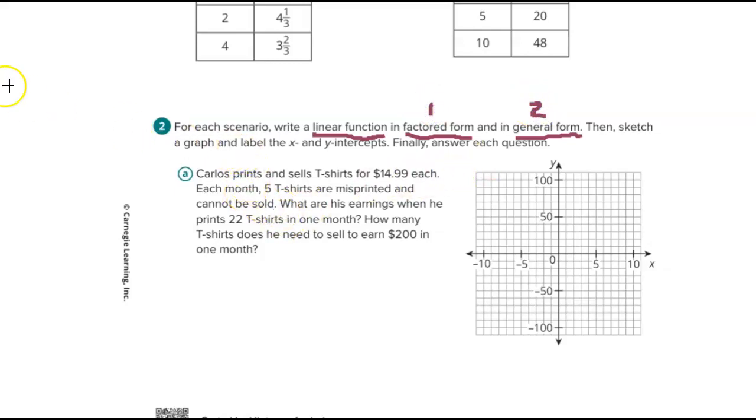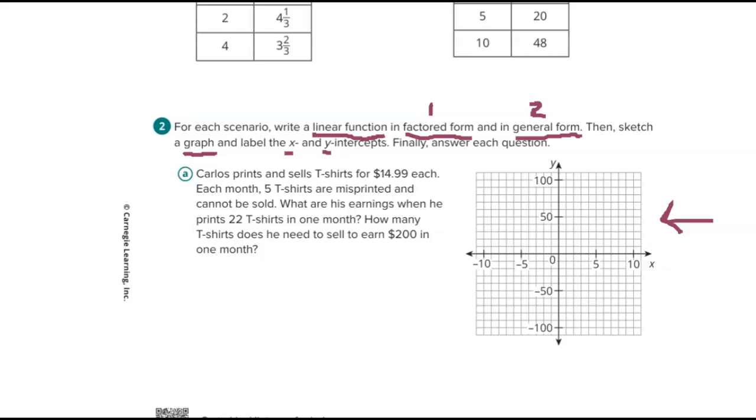Then you're also going to sketch a graph. They have the outline of one for you here, so you're just going to be adding things. And what they particularly want you to make note of is the x-intercept, the y-intercept, and then, of course, you'll have your line on there. And you can use algebra to answer the questions, and you can also check your answers on the graph.